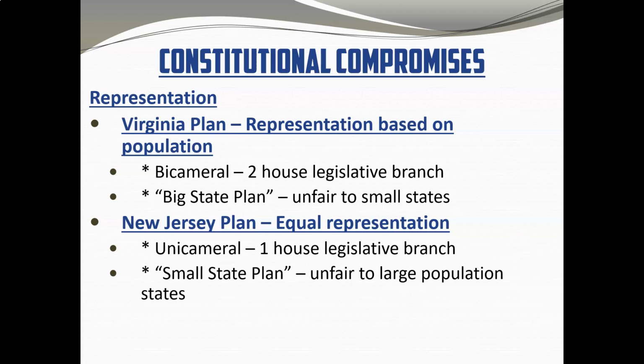Well, let's say that Rhode Island had 4 million people. Well, they would only get 4 representatives. Does that make sense? Hopefully it does, okay? Because you can't answer back to me. But that was called the big state plan because it favored states that had huge populations.